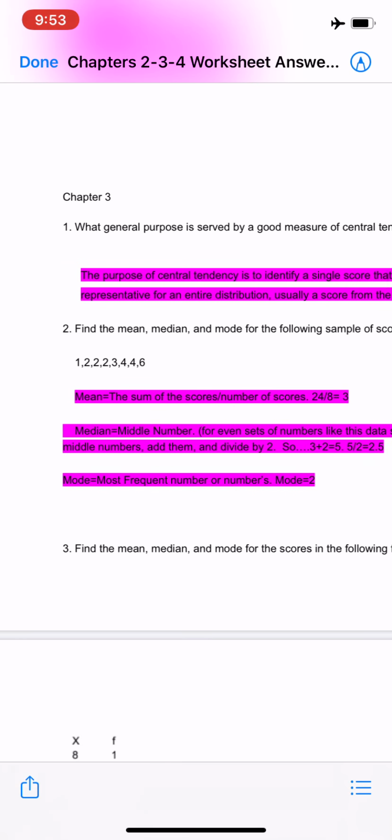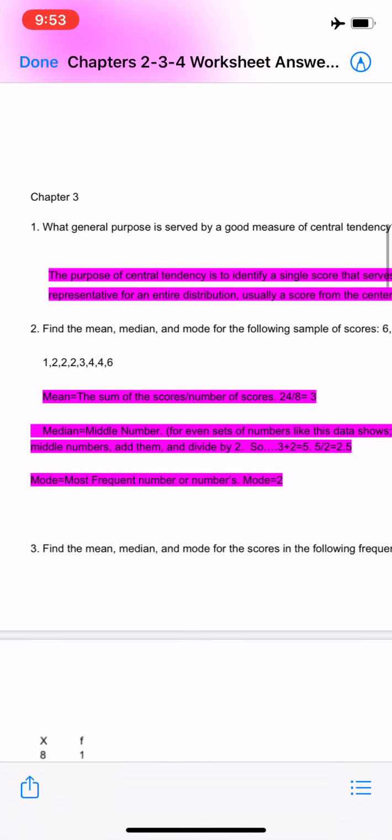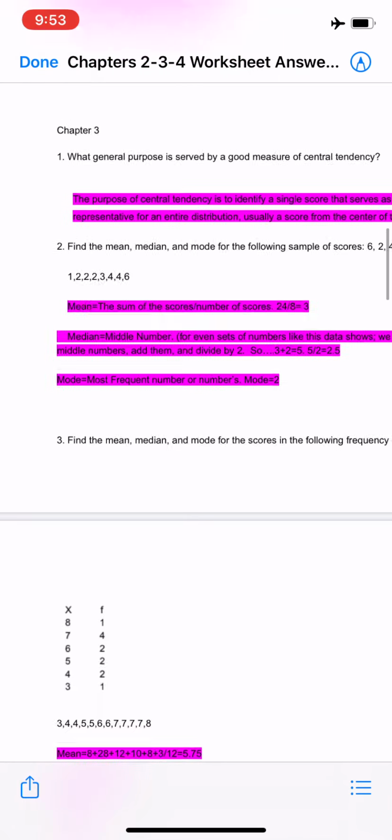Mode, the most frequent number, or numbers. So in this case, there's more 2's than any other number, so it would be 2. Well, for learning purposes, if there were 3 7's as well, then there would be 2 modes. It would be a bimodal distribution, and the modes would be 2 and 7.